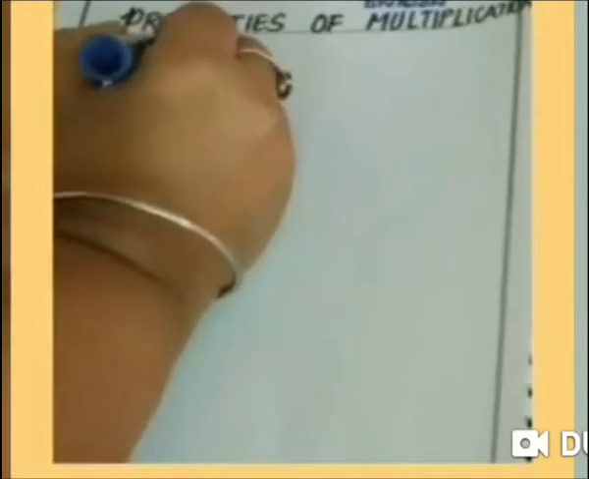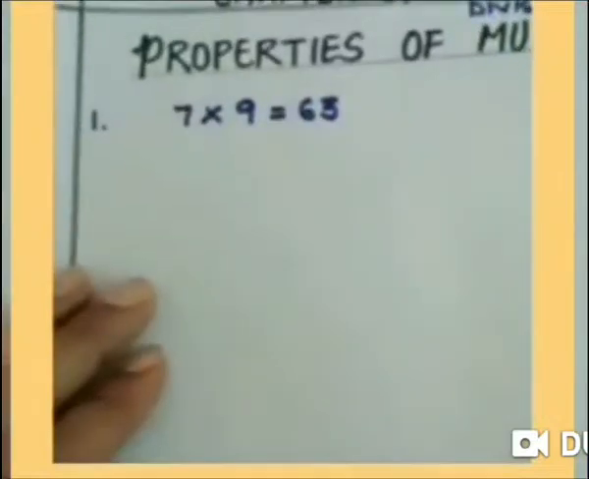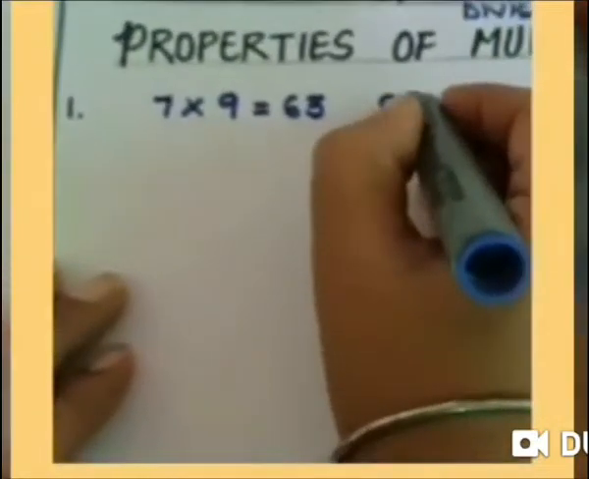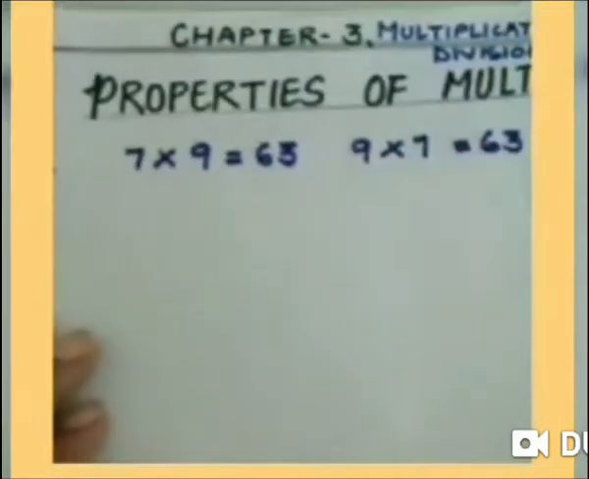Now children, let's start with chapter number 3, multiplication and division. Before starting with the chapter, we will revise the properties of multiplication which you have already learned in your previous classes. Now here I would ask you the questions. What will be the product if I multiply 7 by 9? You all know the tables. It will be 63. And what if I multiply 9 by 7? Again it will be 63.